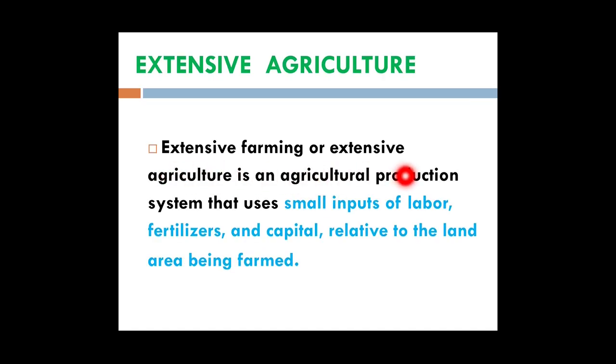Extensive farming or extensive agriculture is an agricultural production system that uses small input of labor, fertilizer and capital relative to the land area being farmed. So here students, it doesn't mean that the capital investment is less. It's not less, but compared to the size of the farm, it is less. So I told you just now, it is practiced in areas with low population. But fertilizers, capital investment, modern machines, all are used so that production can be more.